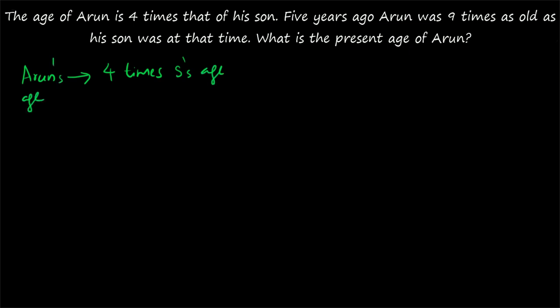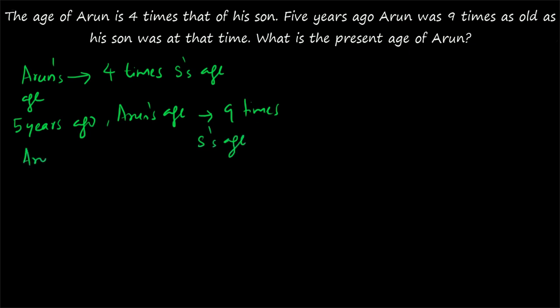And 5 years ago, what was the case? 5 years ago, Arun's age was 9 times that of son's age. 9 times of son's age 5 years ago. Then what is the present age of Arun or father's age? What is the present age of father? So that is the given question.